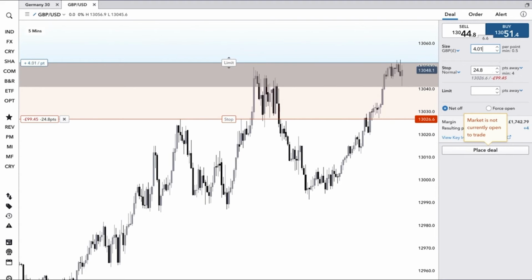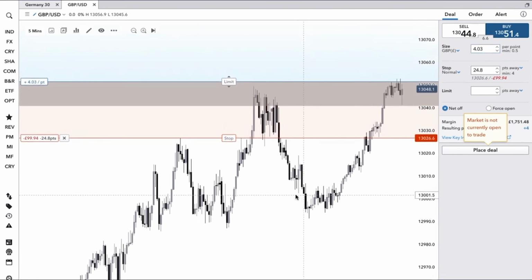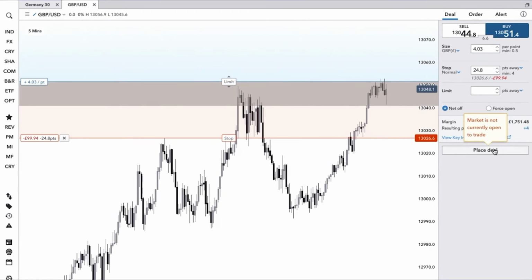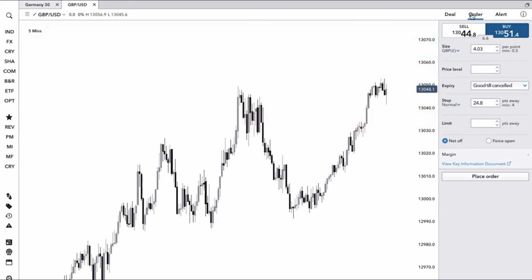So let's just say you want to risk £100 on this trade. As you can see here, the deal ticket will tell you your risk, and you'll adjust your position size to put this risk in place as you're seeing me do here on screen. With that done, you know whether you're buying or selling, you know your position size, you have your stop loss in place, and from there you can hit place deal and that'll then execute the trade. Obviously it's a Sunday today as I'm making this video, so the market's closed, which is why the button isn't available.